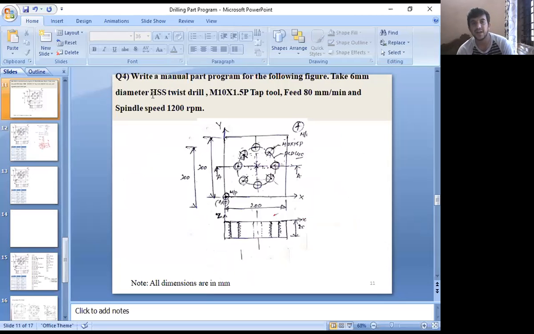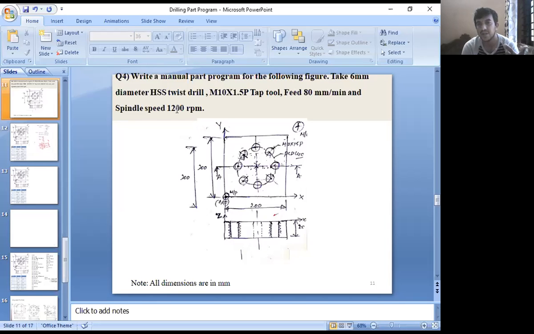Take a 6 mm diameter HSS twist drill, and M10 x 1.5 P, where M stands for metric, which is used here for tapping. It is a metric 10 mm diameter tap with 1.5 mm pitch. Feed is 80 per minute and spindle speed is 1200 rpm. So read the problem once or twice. Write a manual part program for the following figure. Take a 6 mm diameter HSS twist drill. Second, the tap tool is M10 x 1.5 P.